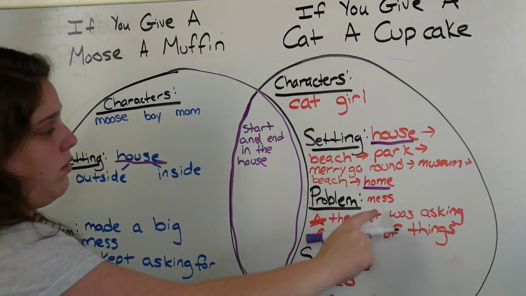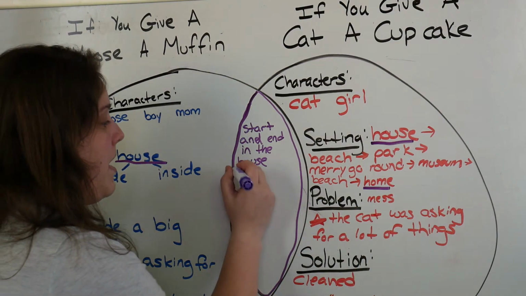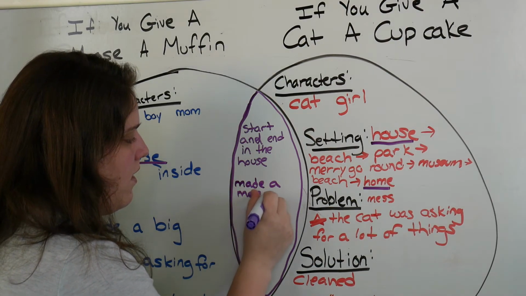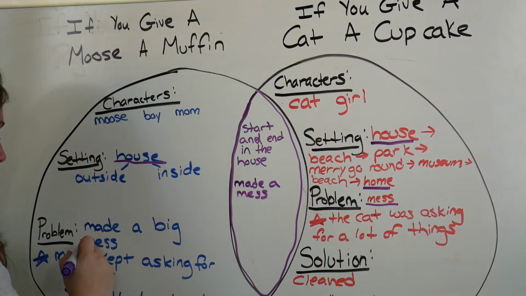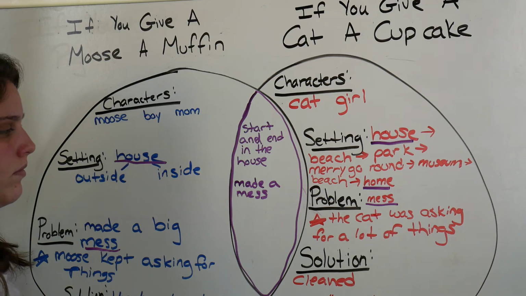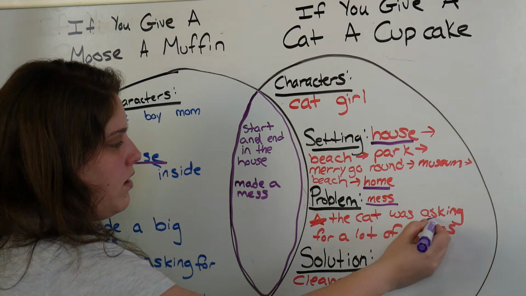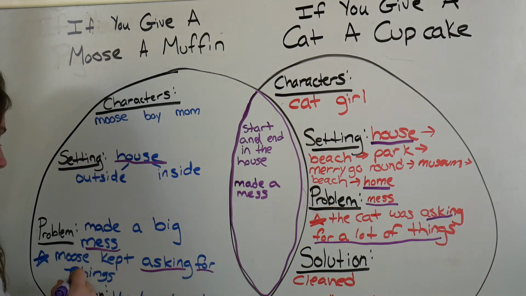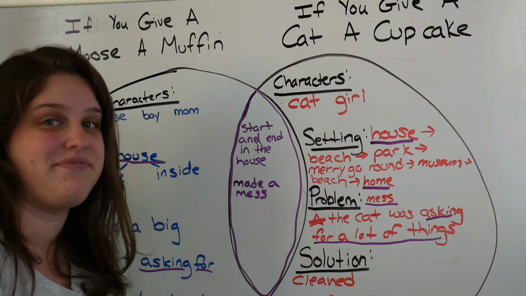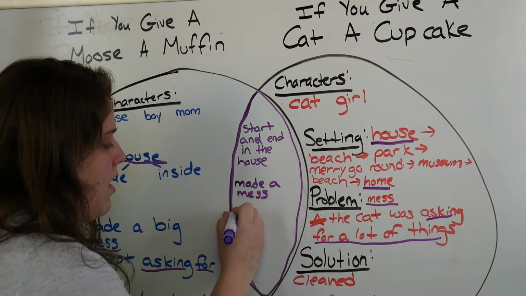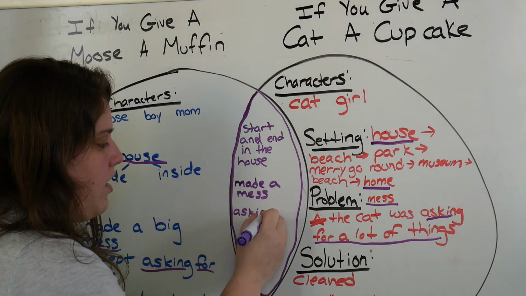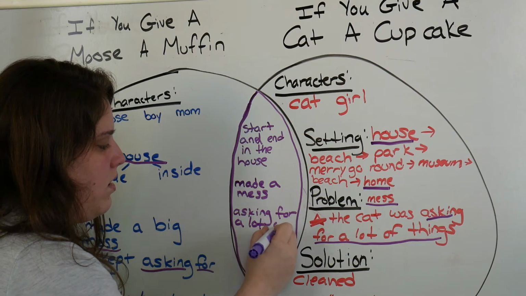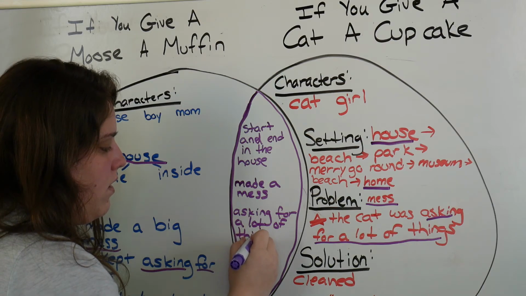Problem. They made a big mess. Oh, they made a big mess. So making a mess, they made a mess. That's the same. The cat was asking for a lot of things. And the moose was asking for a lot of things. Is that the same? Yes, it is. So it's going to go in the middle. Asking for a lot of things.